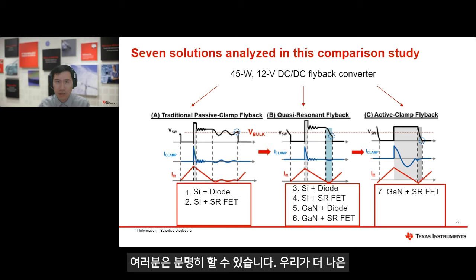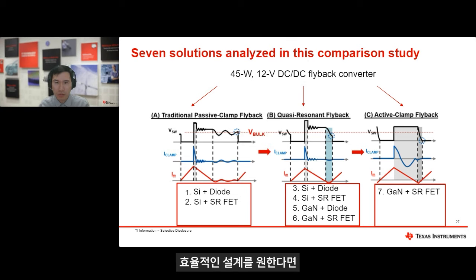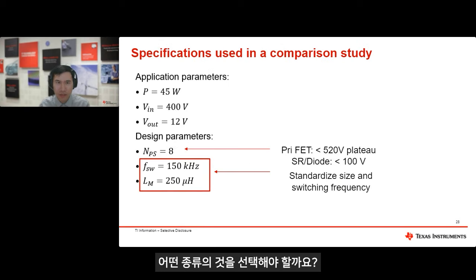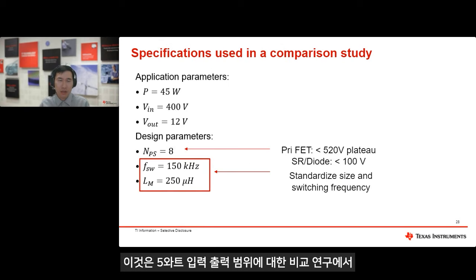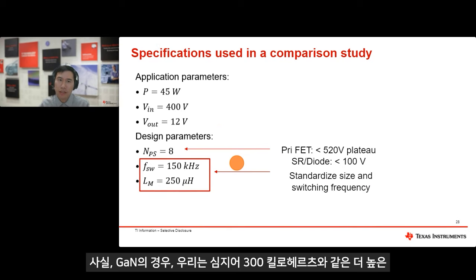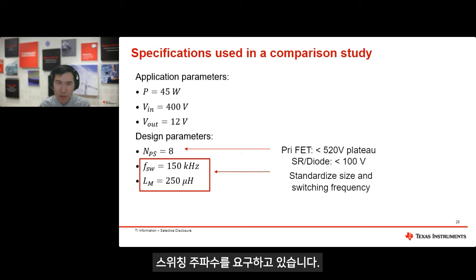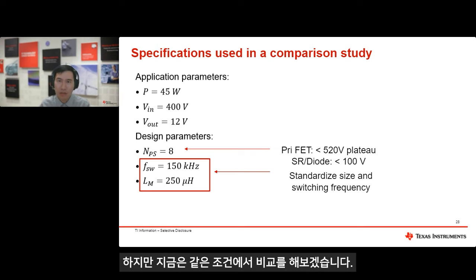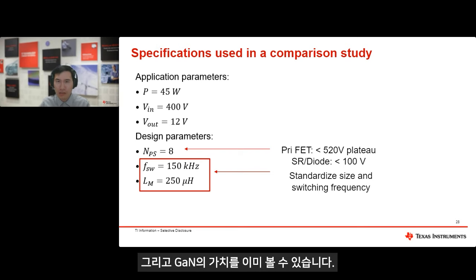So you can clearly show if we want to get a better efficiency design, what kind of choice we should make there. This is the specification we used in this comparison study. 45 watt input-output range, and we fixed the switching frequency and the inductor. Actually, for GaN, we are even pushing for a higher switching frequency, like 300 kilohertz. But right now, let's just do an apple-to-apple comparison, and you can already see the value of GaN there.